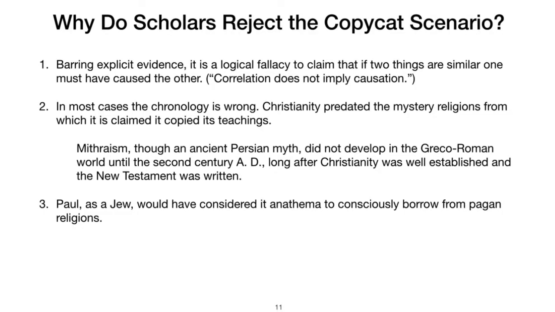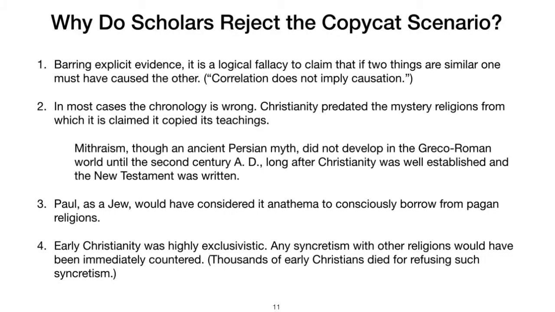A third thing scholars recognize is that Paul was a Jew, and not only was he a Jew, but he was a former Pharisee. And so in Paul's frame of mind, it would have just been anathema to incorporate other pagan religions into his religion. And of course, he wrote a great deal of the New Testament, and much of our understanding of Jesus comes from Paul. So it's almost impossible to conceive that someone like Paul would have been borrowing from other religions to construct his view of Jesus. And along the same lines, when we think about the earliest Christians, we know that they were very exclusivistic. Any idea of syncretism with other religions was just anathema to the early church. It would have been immediately rejected.